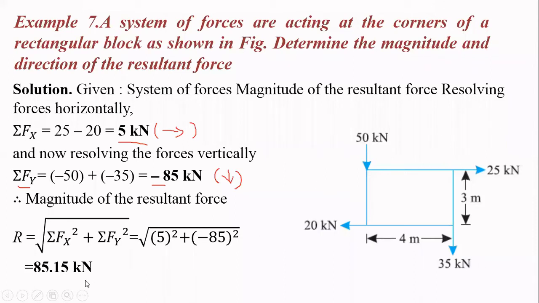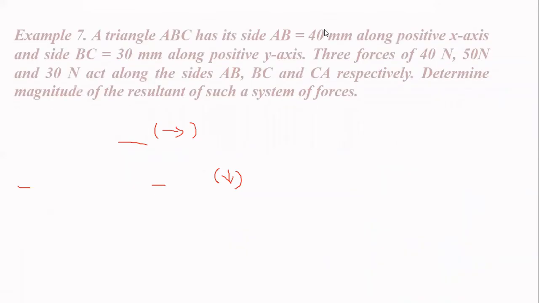Now what does this R represent? R means the resultant force. If there are 4 forces acting which produce some effect over that particular body, the same effect is produced by this resultant R, which has an intensity of 85.14 kilonewton. Now let us see another problem.